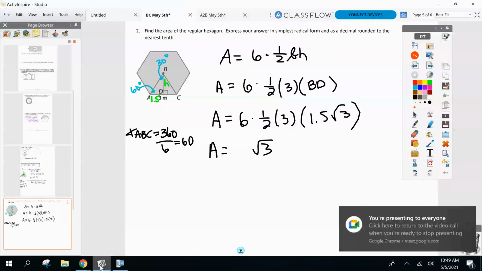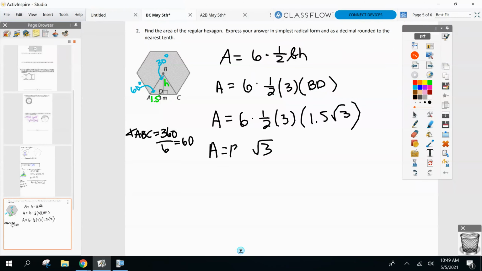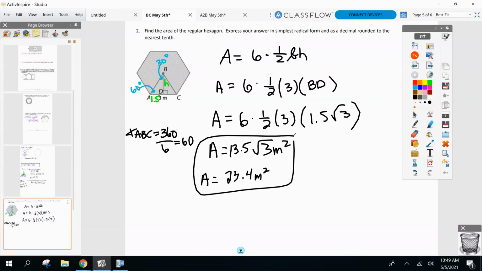And what did that one end up being? 13 and a half units, meters squared. And then round to the nearest 10. So now 13 and a half radical 3 rounded to the nearest 10. Go right ahead. What are we looking at? 23.4? There we go.